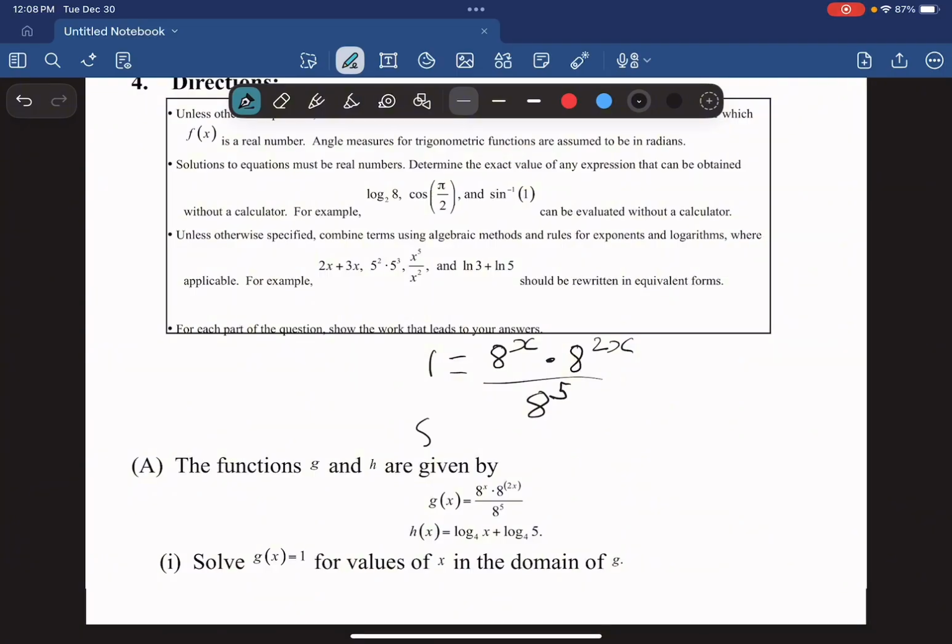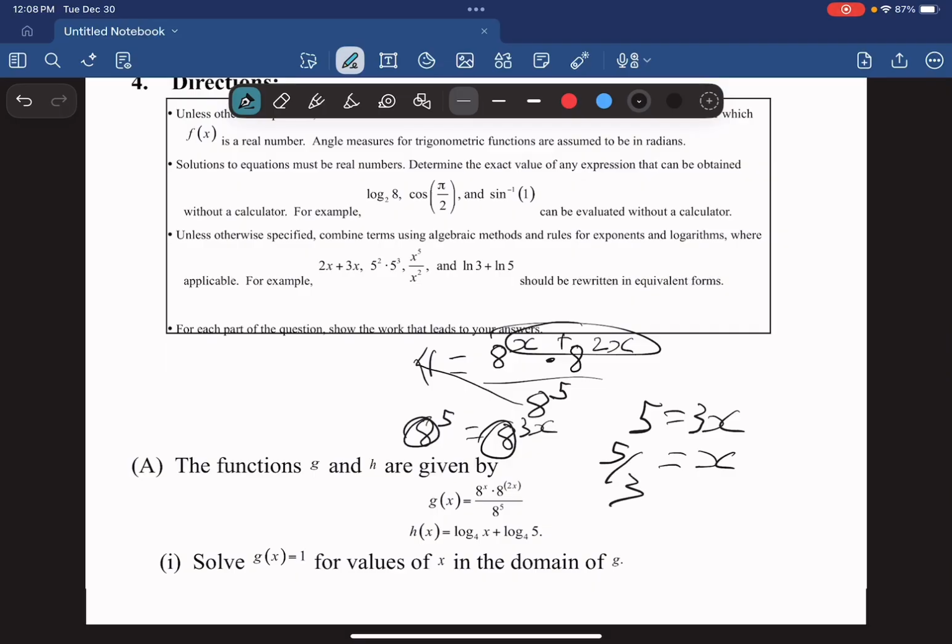I'm not even joking, 8 to the 5, because we multiply this over there. 8 to the 5 equals 8 to the 3x, because we can just add these two exponents since it's a multiplication, right? And since the bases are the same, we can just do 5 equals 3x, and x equals 5 over 3. Bang. Super easy, super simple.